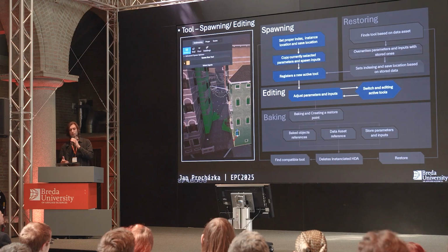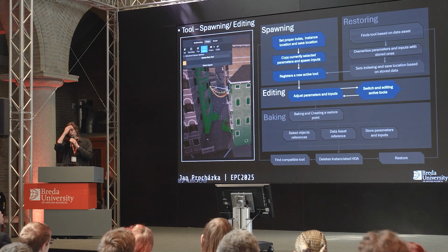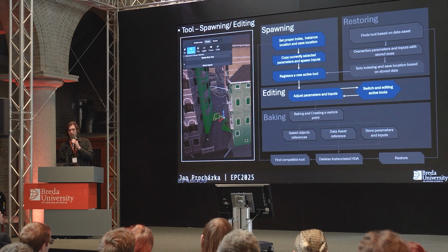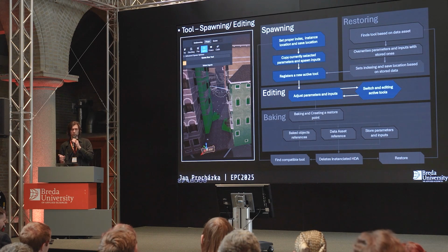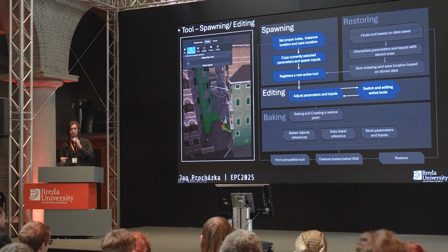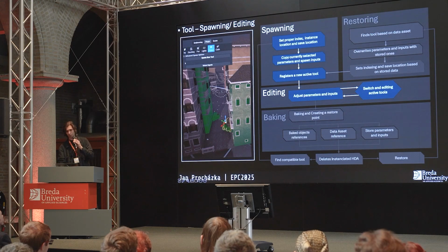So now what happens when you start manipulating the tool as a user? When the user triggers the spawn button, the toolkit sets a safe location and some outliner conventions. Then the toolkit registers a new active tool within its UI and assigns the correct inputs, and we can continue editing. When editing, the user can switch between multiple spawned tools. This allows the user to have a clear picture of what tools are currently active and allows them to manipulate multiple tools within the same UI.